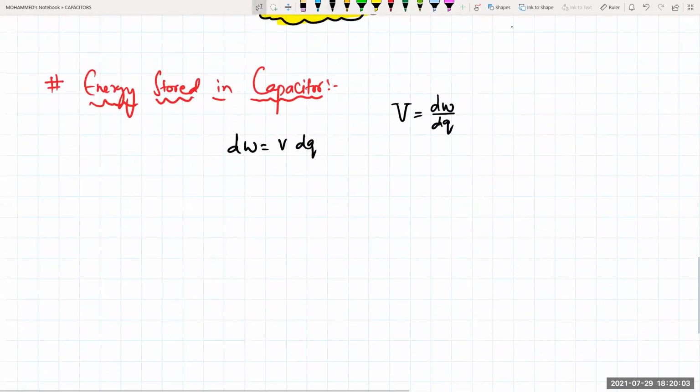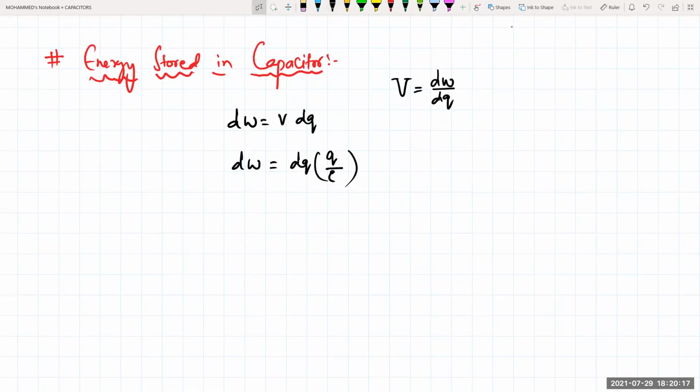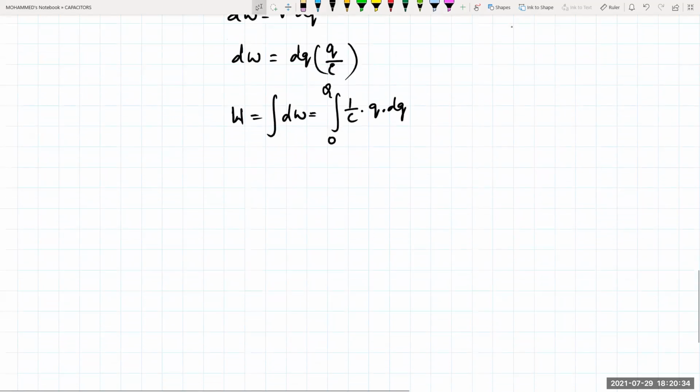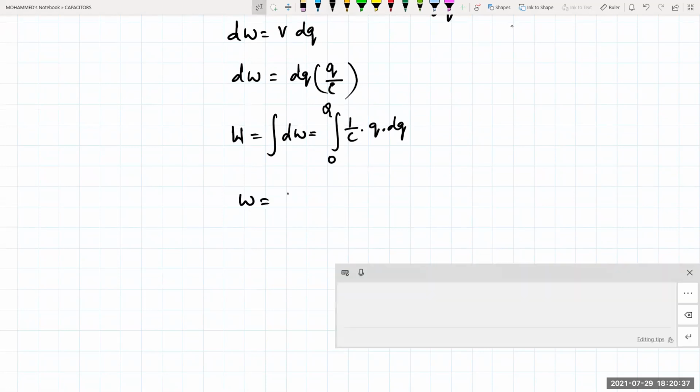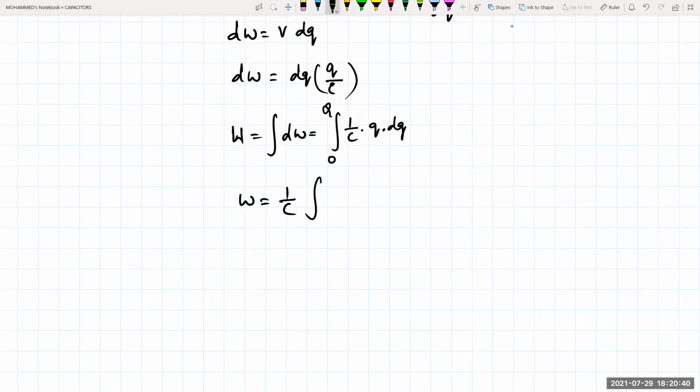Can I write the potential in terms of charge? So dW is equal to dq into V. C is equal to Q by V, so V is equal to Q by C by definition. Now for total work done, what can I write? W is equal to the integral of dW, the integral from 0 to the total charge Q. So this will become 1 by C into Q into dq. 1 by C is a constant, so take it outside. So work done is equal to 1 by C times the integral of Q dq, with limits from 0 to Q.